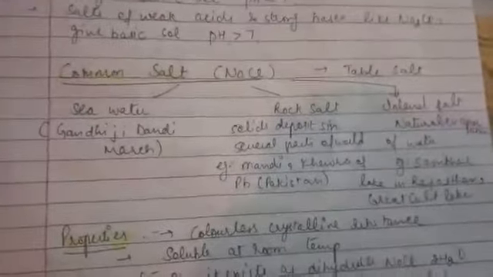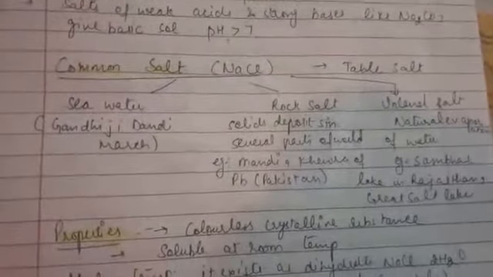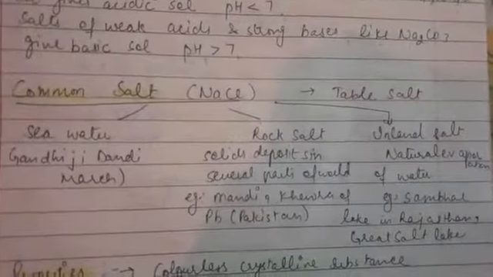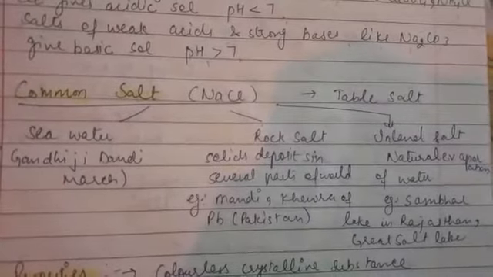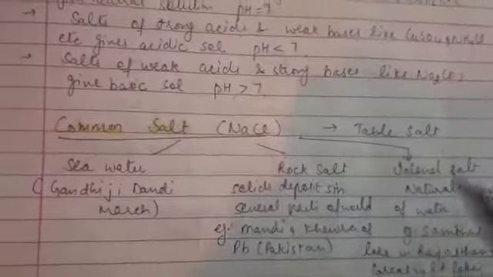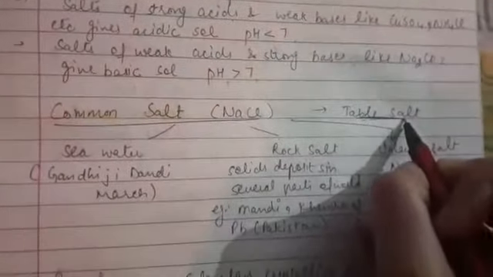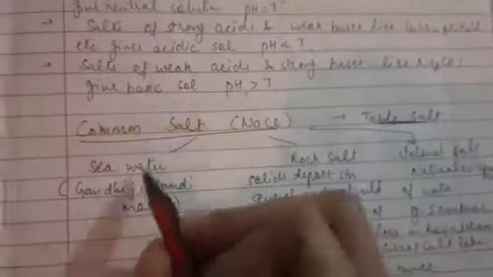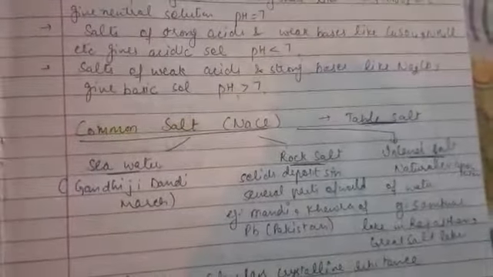Now the main topic: the different kinds of salts, their properties and daily uses. First is common salt. The common salt formula is NaCl. We use common salt as table salt, but it is found in three forms: sea water, rock salt and inland salt.